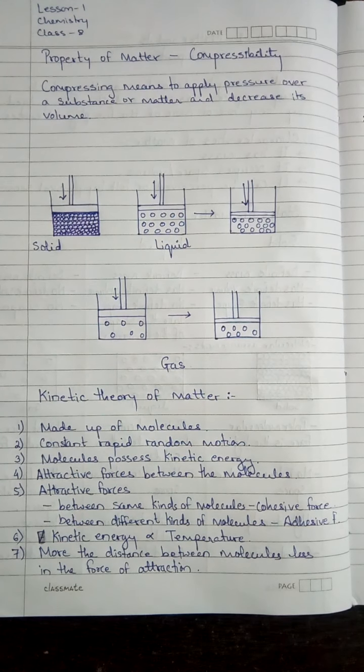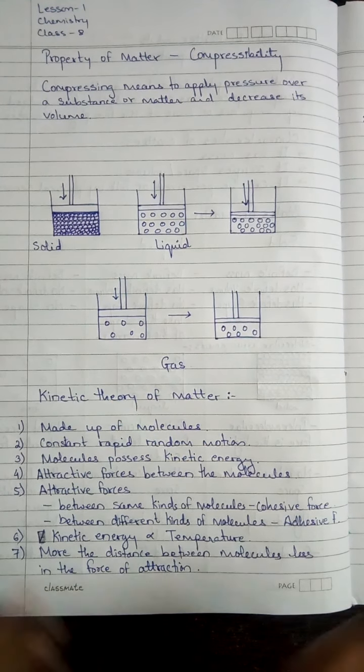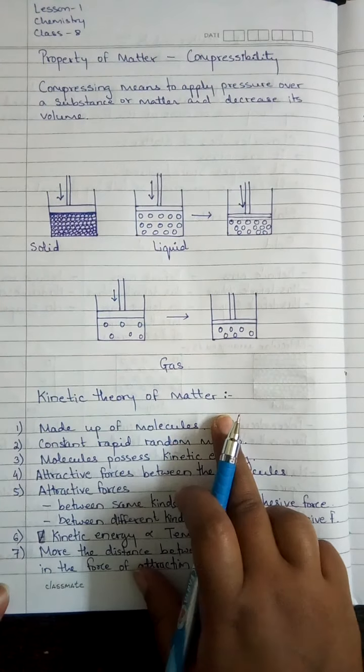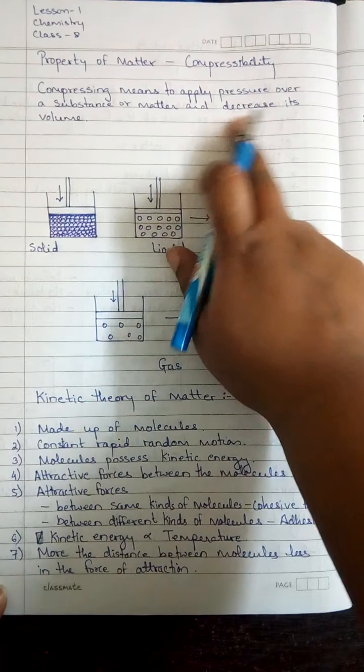Good morning, class. In the previous class we started with the first lesson of chemistry, that is matter and its composition, and we learnt about the properties of solids, liquids and gases. There is one property that was left, that is compressibility. So before we begin with the kinetic theory of matter, we'll learn about compressibility.